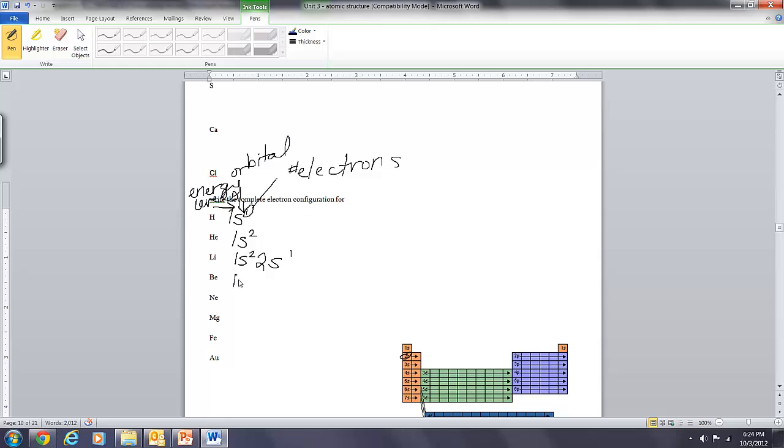Beryllium, 1s2, 2s2. 2 electrons in the s orbital in the second energy level and 2 electrons in the s orbital in the first energy level.